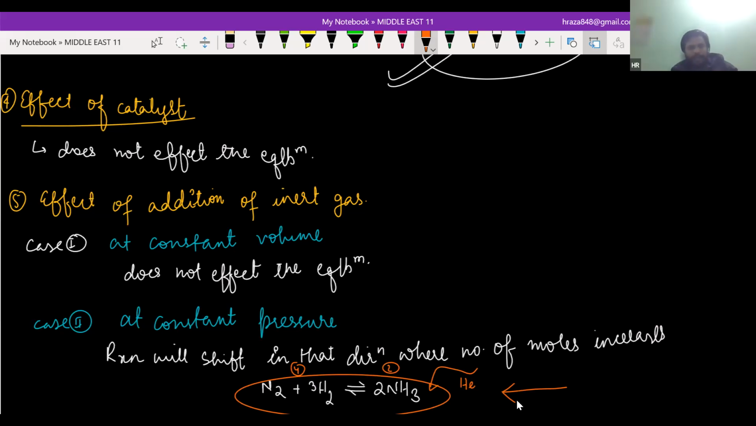The reaction will proceed in that direction where the number of moles increases. Simple.